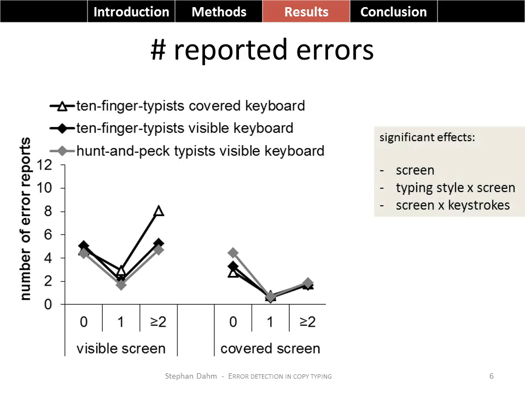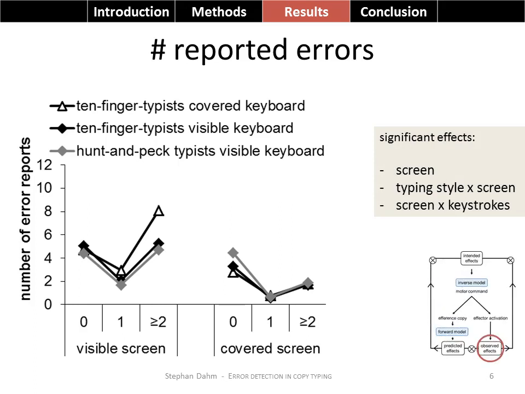Results showed that more errors were reported with visible screen on the left side than with covered screen on the right side. In our model for error detection, this underpins the importance of the observed effects for error detection. The importance of the screen was even more pronounced in 10-finger typists, shown with black lines, than in hunt and peck typists, shown with gray lines.